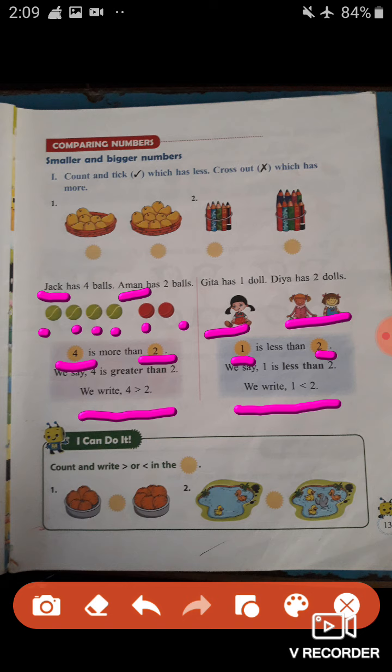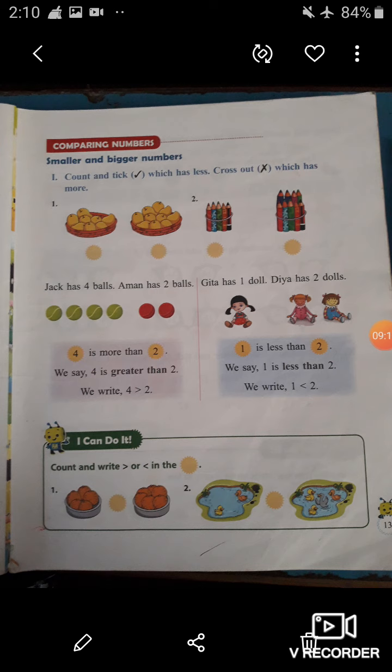So students, to understand the concept of greater than and smaller than, I will tell you as a story in our next video. So at this time you have to practice the smaller and the bigger number.